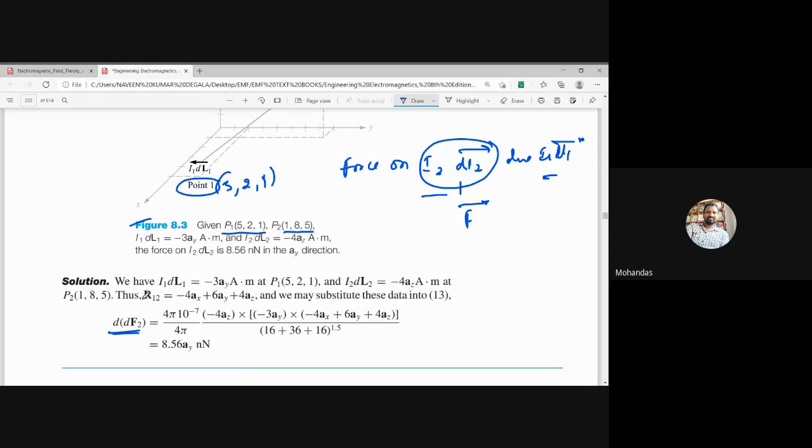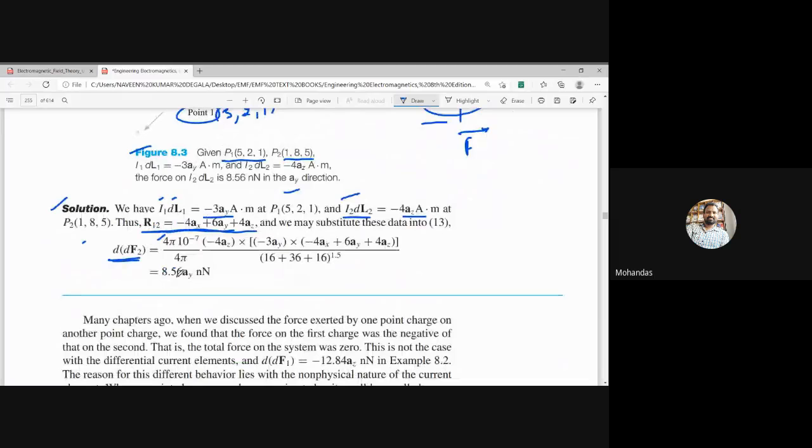I1 DL1 he has given, and I2 DL2 he has given, and the point locations are also given. From these points, he calculated R12, that means the distance between the two vectors. Once we get the distance between the two vectors, we can calculate the unit vector. They have substituted these values in the formula and got this answer. That is only a differential force.